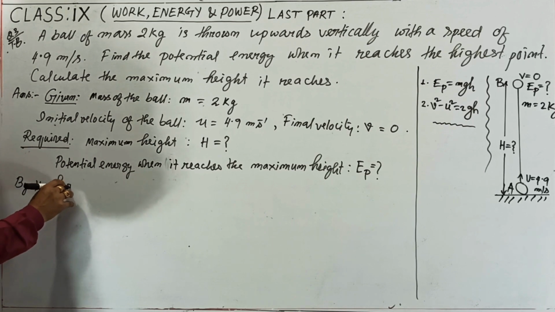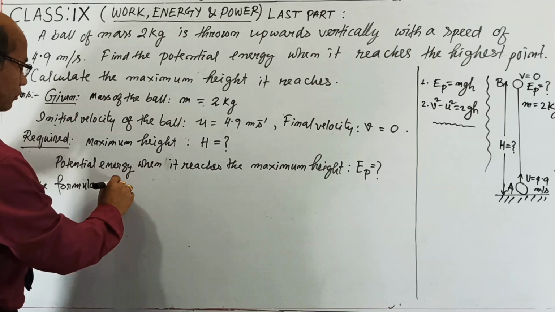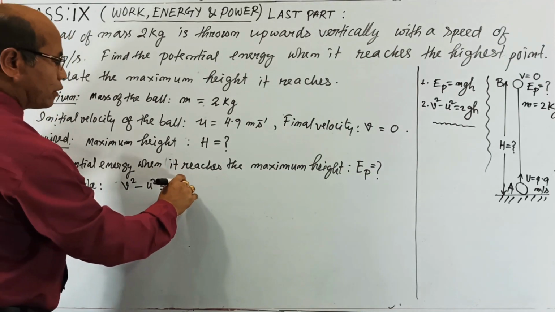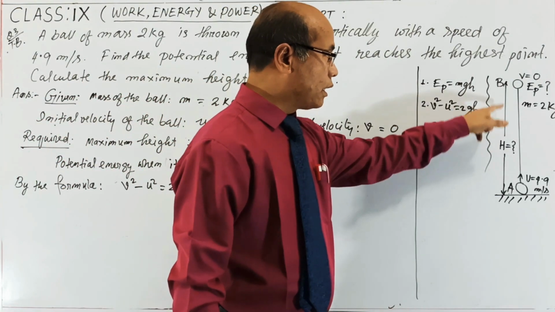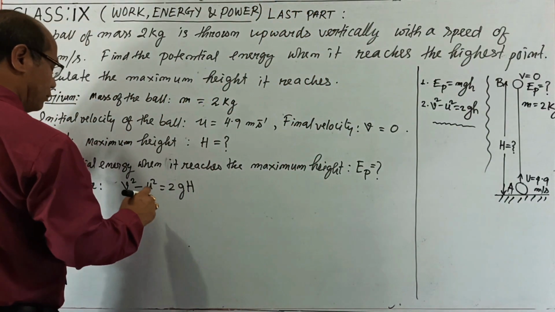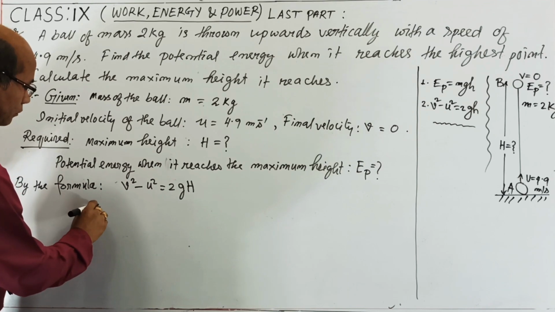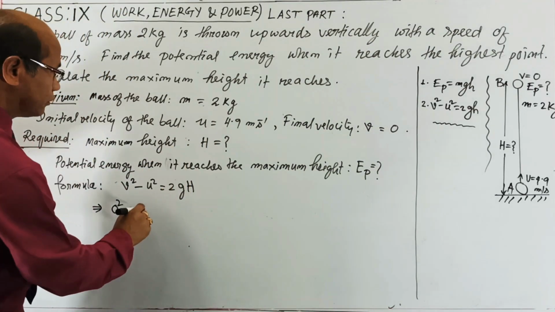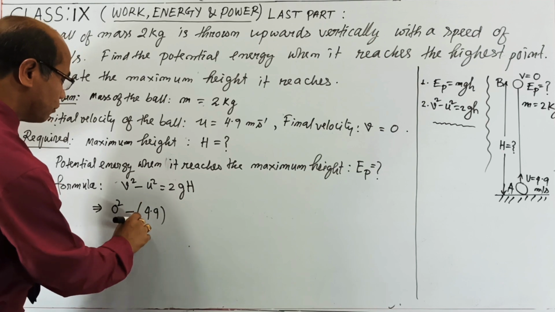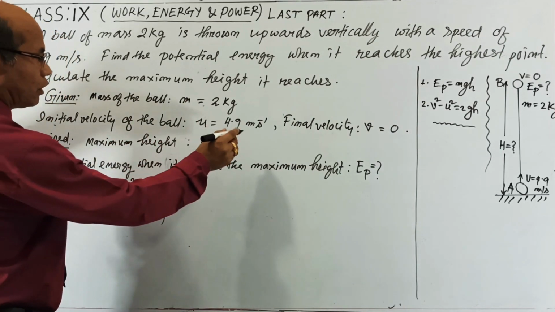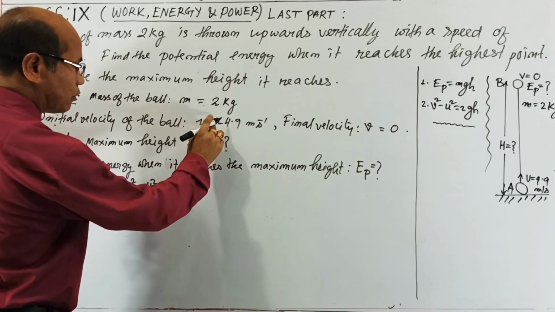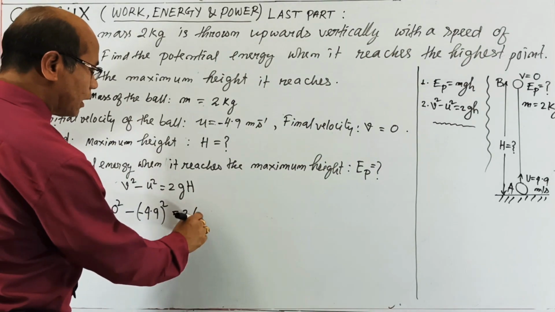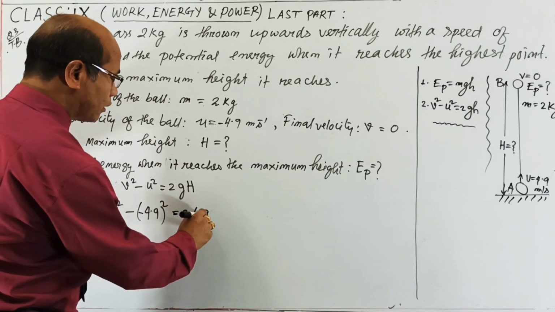By the formula v square minus u square is equal to 2gh, where capital H represents the height. Here v is 0, so 0 square minus u square, where u is 4.9, gives minus 4.9 square, equal to 2 into g value, with g taken as minus 9.8.